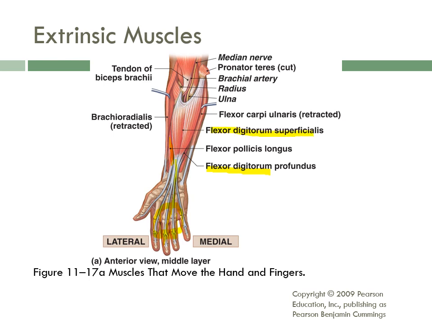So flexor digitorum superficialis is this muscle here, and it's superficial. It is closer to the surface. Flexor digitorum profundus is deeper, so it's down here underneath the flexor digitorum superficialis. All right, I think we're good here.